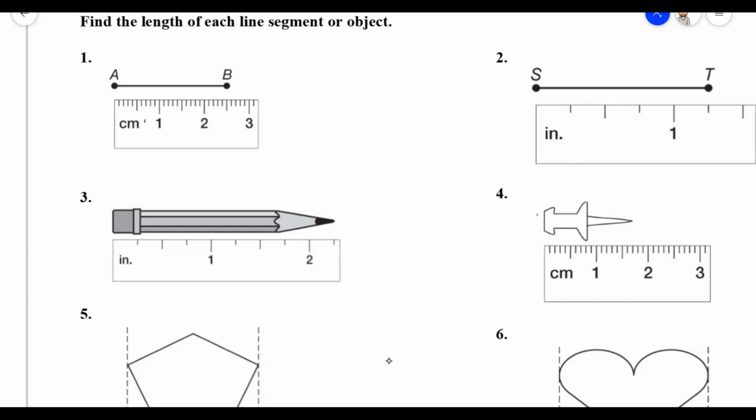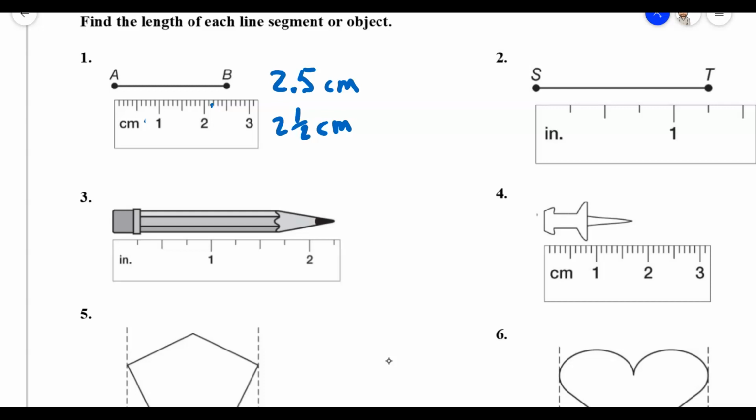If you notice, each one of these full units is broken into 10 hash marks. 1, 2, 3, 4, 5, 6, 7, 8, 9, 10, and that's 1 centimeter. Here I've gotten to 2 centimeters, and then I have 1, 2, 3, 4, 5 tenths. So that's 2 and 5 tenths, or 2.5 centimeters. Either of those would be acceptable.